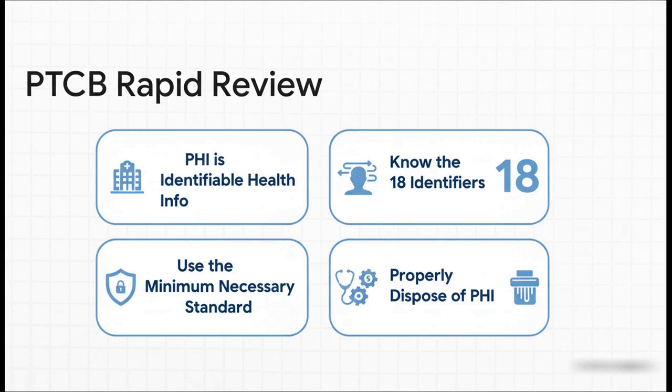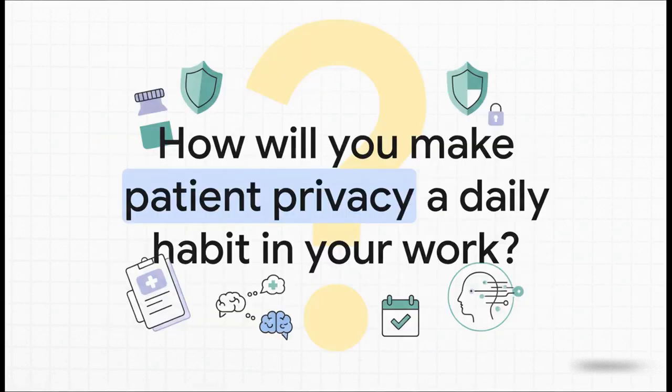Second, PHI is any health information that is identifiable. Remember those 18 identifiers? Your golden rule is always the minimum necessary standard. Know that TPO means treatment, payment, and operations. And remember, confidentiality is absolute, even with your coworkers. And finally, properly dispose of everything. Shred those labels.